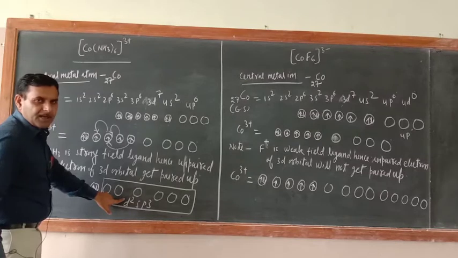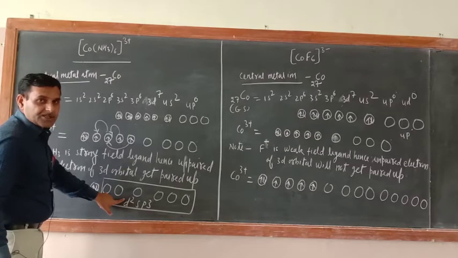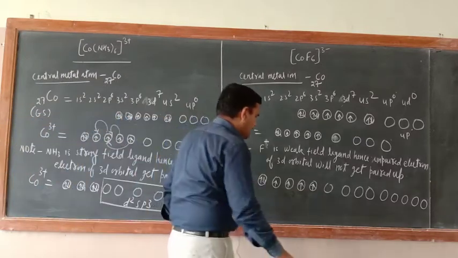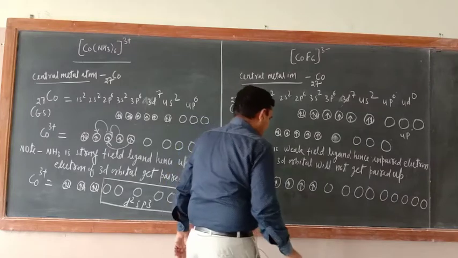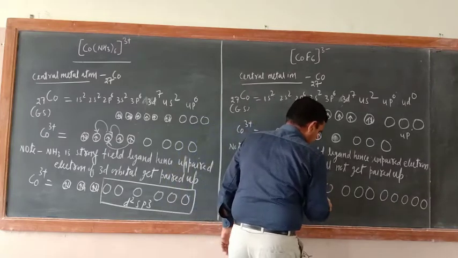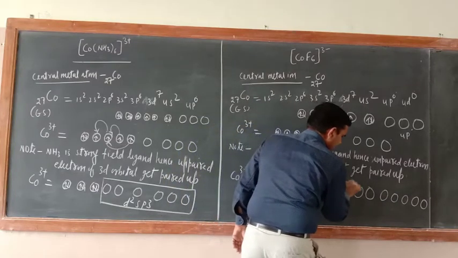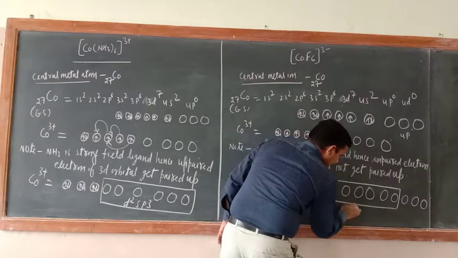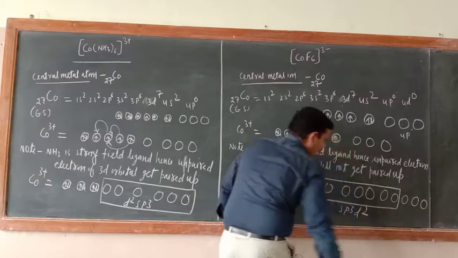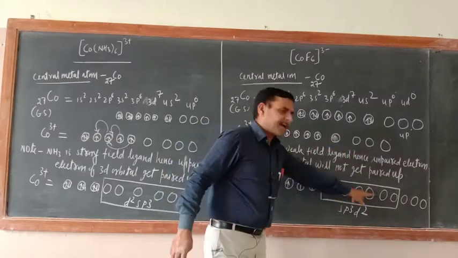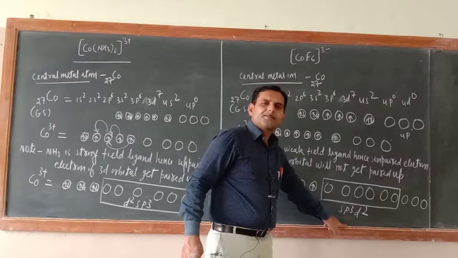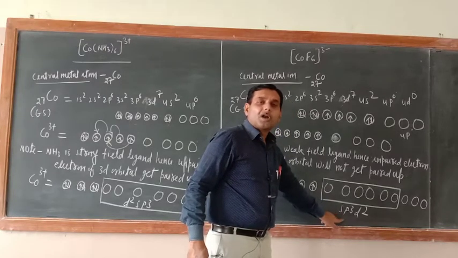Now which d orbital is taking part here? Inside d orbital, the (n minus 1) d orbital is taking part, so it would be an inner orbital complex. Here again you write sp3d2 hybridization. Now the outer nd orbital is taking part. So what kind of complex would it be? It would be an outer orbital complex.